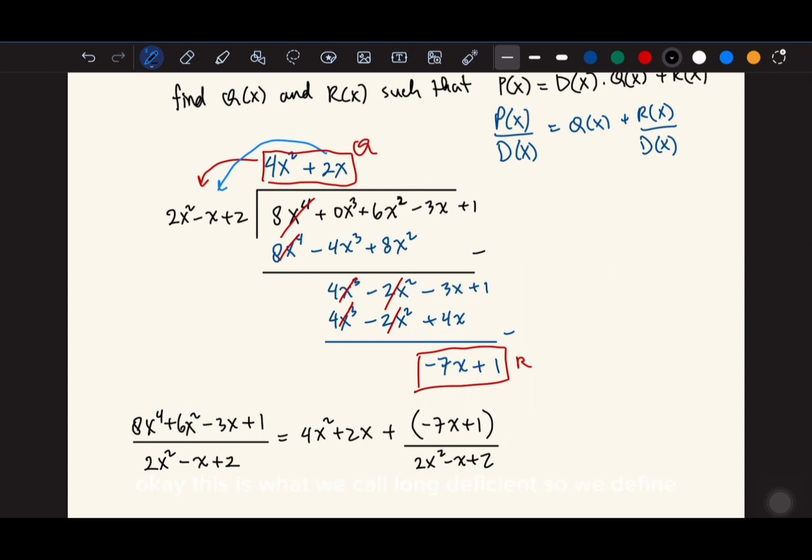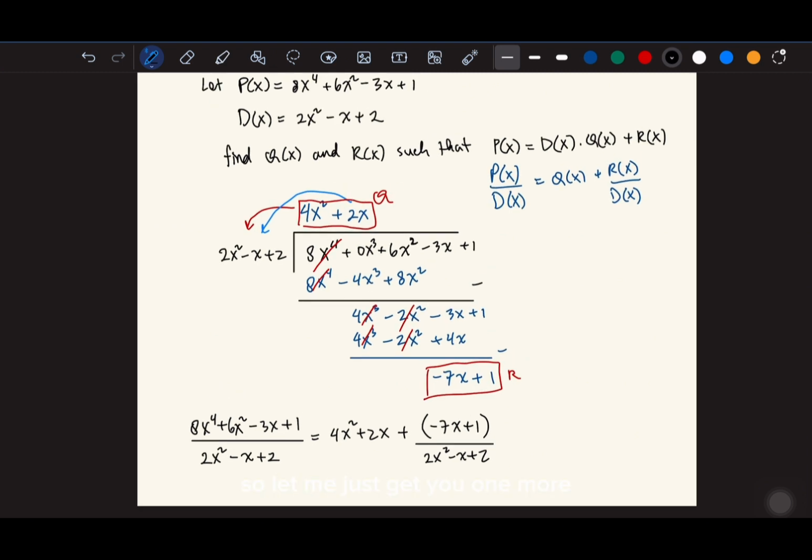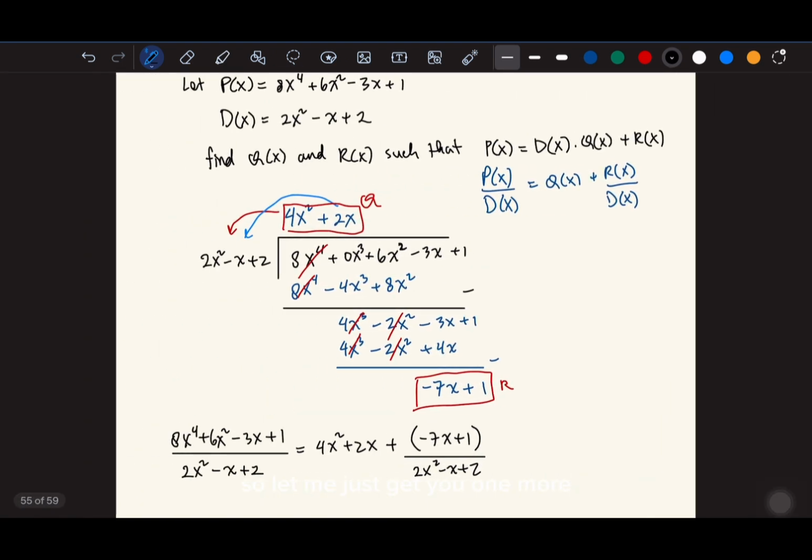Okay, this is what we call the long division. So we define the terms, and it's really long. Another method we call synthetic division. It's simpler and more precise, but has limitations. For something like this, we cannot do the synthetic one. So let me make a new example. This will be the last part for today. Let me give you one more method, and then we are done for today's class.